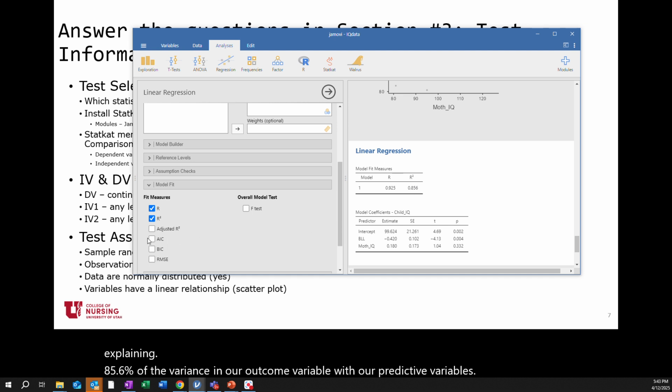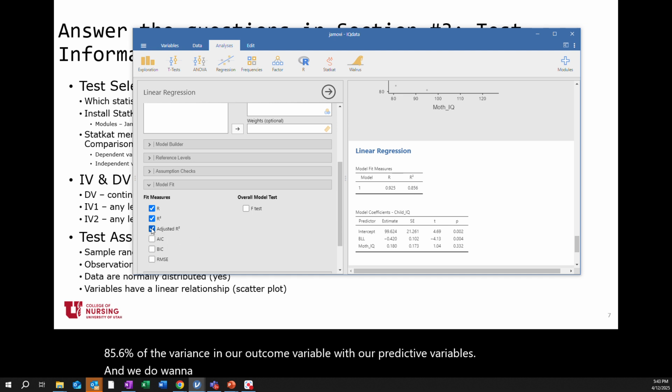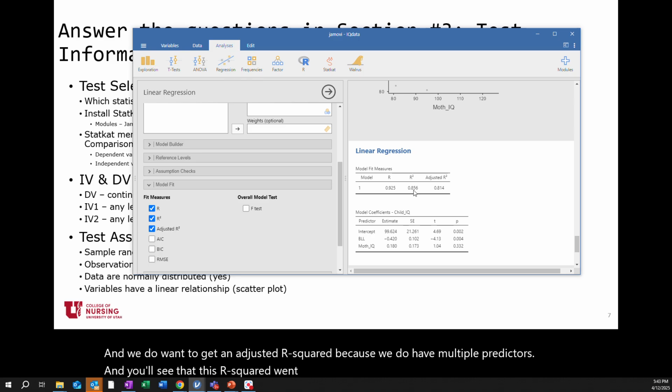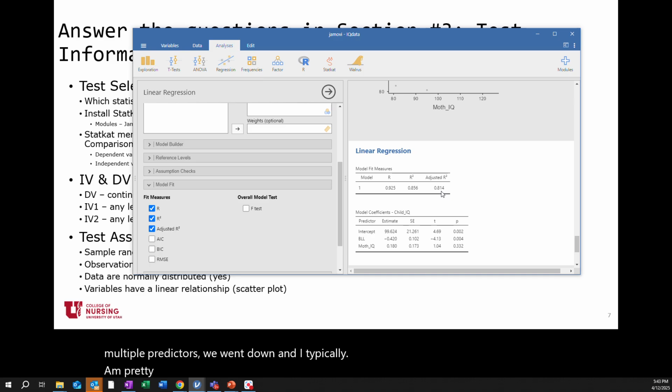And we do want to get an adjusted R squared because we do have multiple predictors. And you'll see that this R squared went from 0.856 down to 0.814. So adjusting for multiple predictors, we went down. And I typically am pretty conservative on statistics, and I lean towards the side of, if you have multiple predictors, focus on the adjusted R-squared.